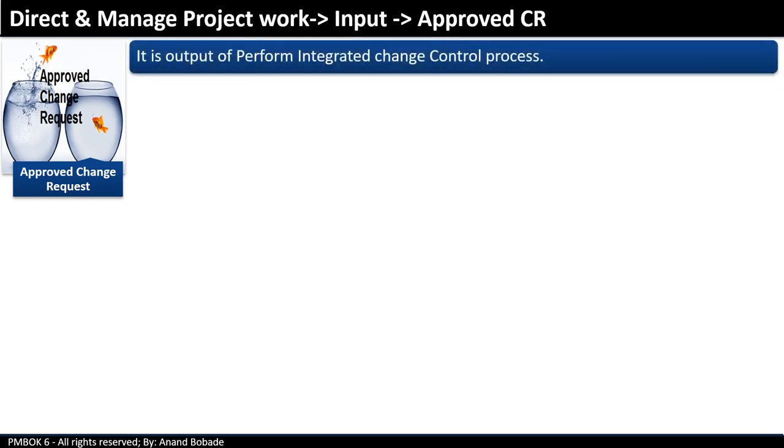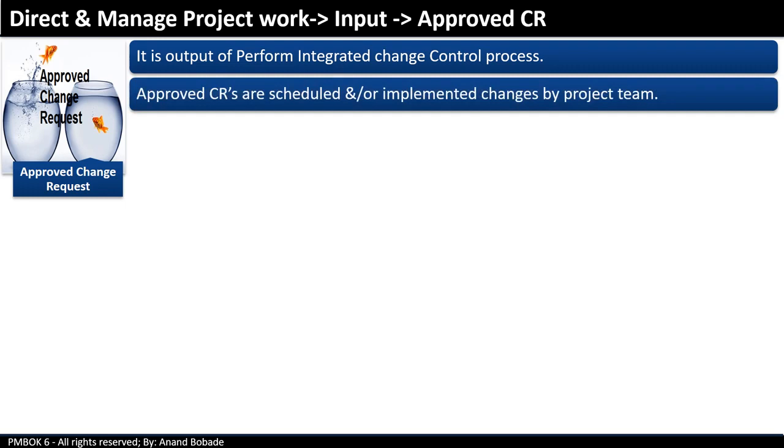Approved change request is another input to direct and manage project work. Approved change request is the output of the perform integrated change control process. It includes requests which are reviewed and approved by the CCB, that's the change control board. We will learn about this process in the same integration management knowledge area. These are scheduled and/or implemented changes by a project team.